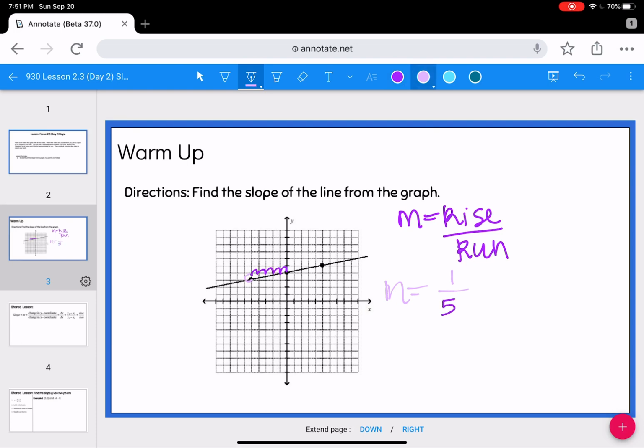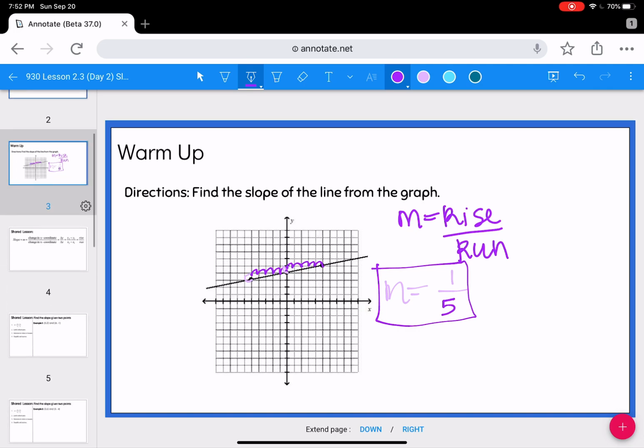And I can apply that one more time just to make sure. I rise up 1, and then we run 1, 2, 3, 4, 5 to get to that next point. So we have a slope of 1/5 here. My fraction is fully simplified, so we are good to go here.